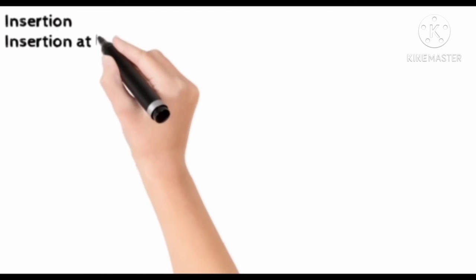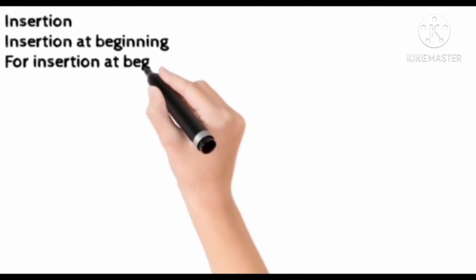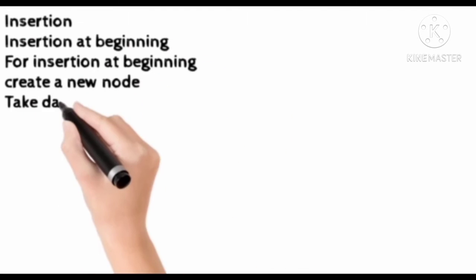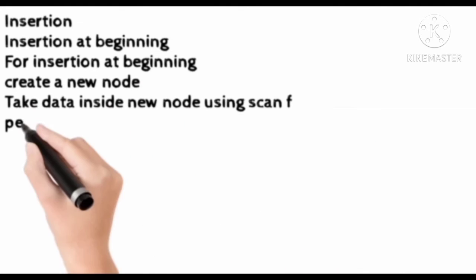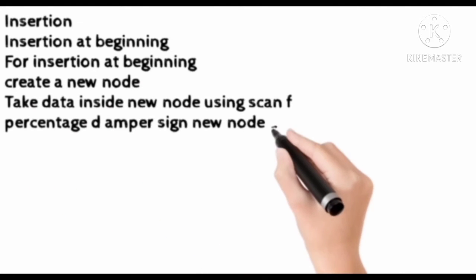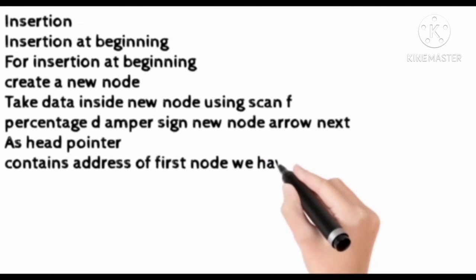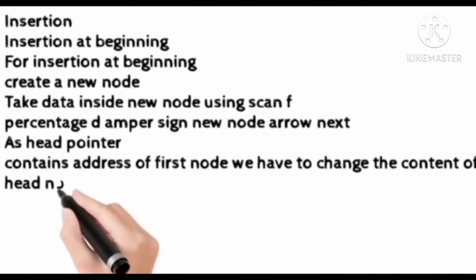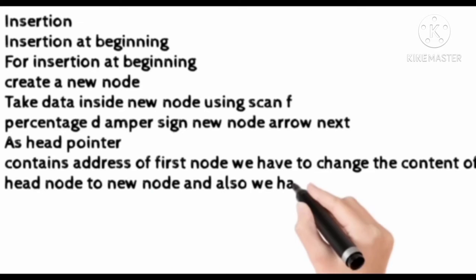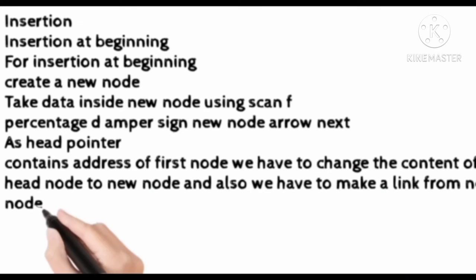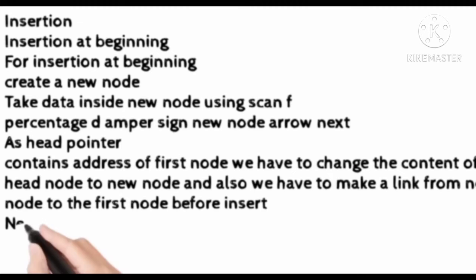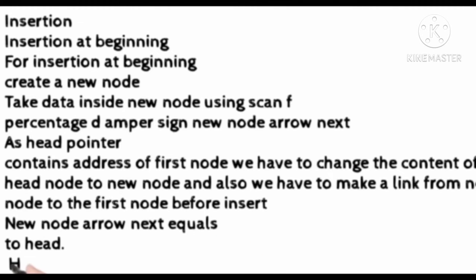Insertion. Insertion at beginning. For insertion at beginning, create a new node. Take data inside the new node using scanf %d, &newnode->data. As the head pointer contains the address of the first node, we have to change the content of head to the new node, and also we have to make a link from the new node to the first node before inserting. newnode->next equals head. Head equals newnode.